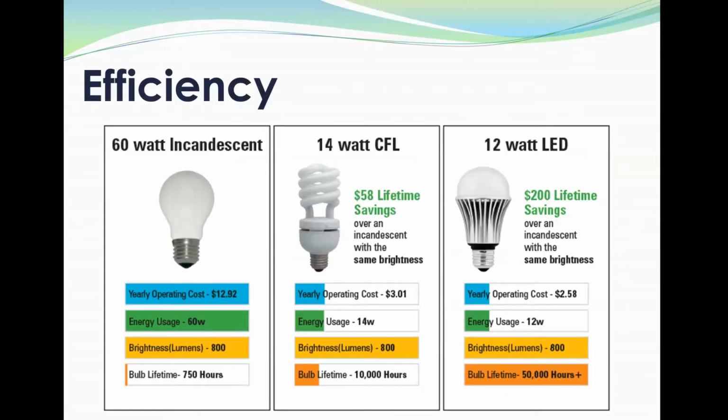So efficiency in terms of light bulbs. Some light bulbs are more efficient than others. Okay, you can look at these. For example, this is a 60-watt incandescent. These are the kind of the older light bulbs that most people used to use. And you can see that the energy usage for an incandescent light bulb is 60 watts compared to 14 watts and only 12 watts in an LED light bulb. Okay.